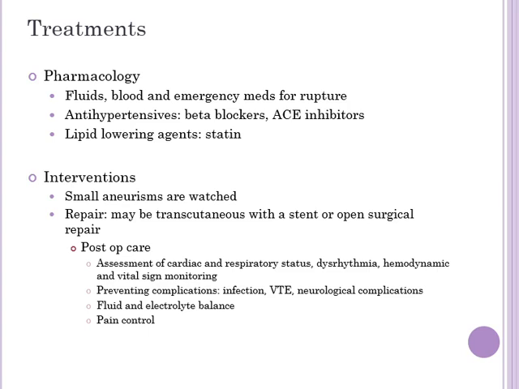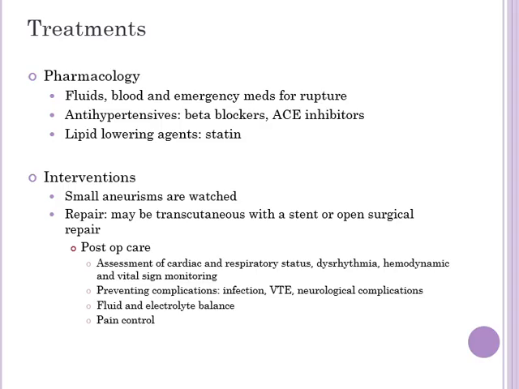Okay, so treatments. So pharmacology, we need fluid, blood, emergency medications if it ruptures. They will be on things like antihypertensives, so beta blockers. They could be on ACE inhibitors, lipid-lowering agents like a statin. Those would be patients who are at risk for or who have a small aneurysm that we are watching. So interventions, if they're small, they're just going to watch them. Routine follow-up, whatever that looks like, whatever their provider wants for them, and we're just going to watch that. The small ones are less likely to rupture, so that is okay.